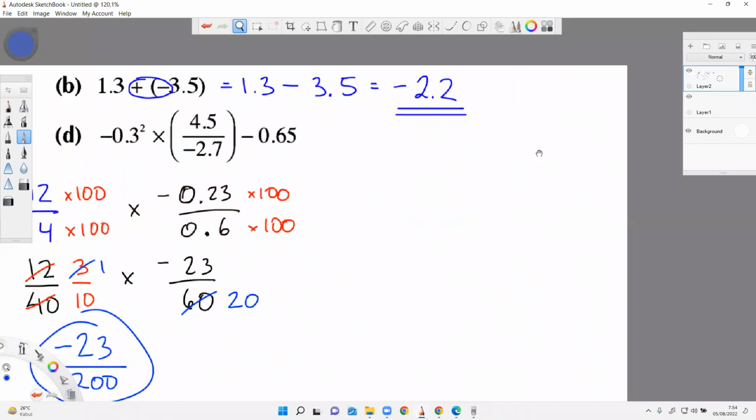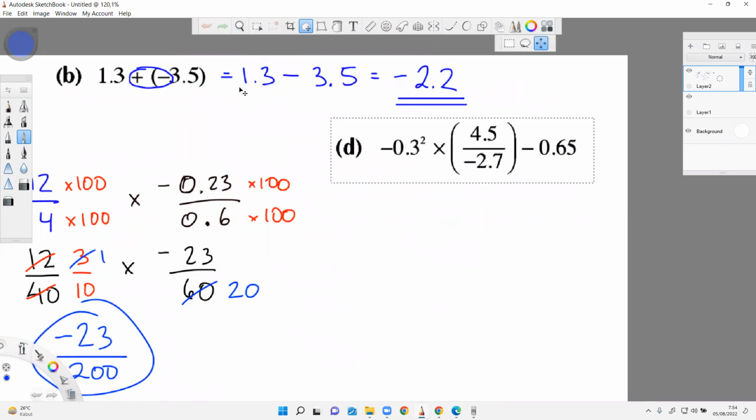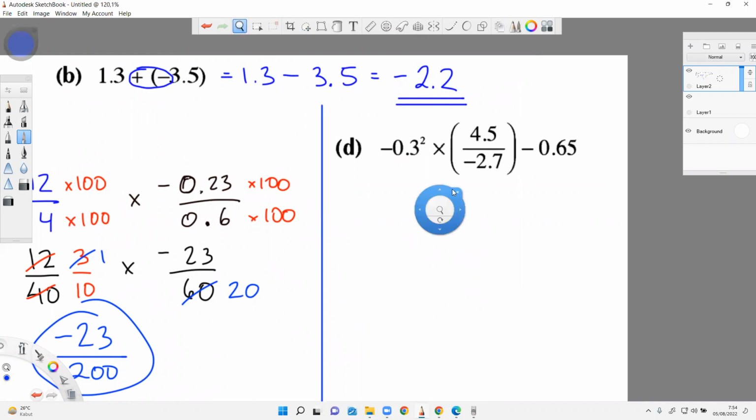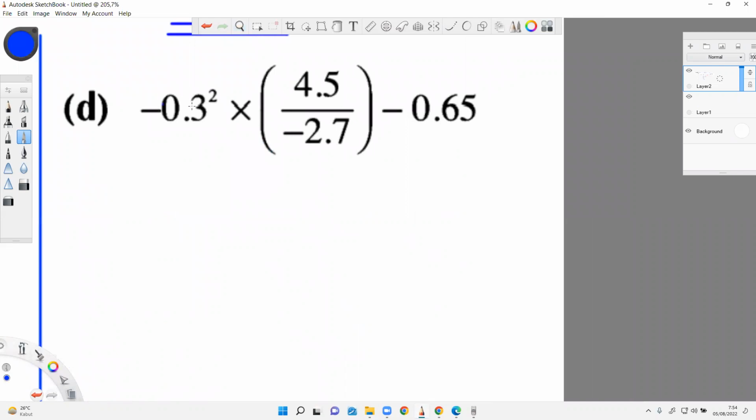So for question B, I think I need to put it a bit on the right side because it's more spacious. And I put a line because we have to focus on this part. Okay, let's start, guys. Negative 0.3 squared. So negative 0.3 times 0.3, right? Because the square is on the 0.3.